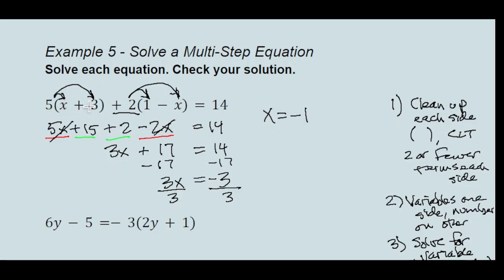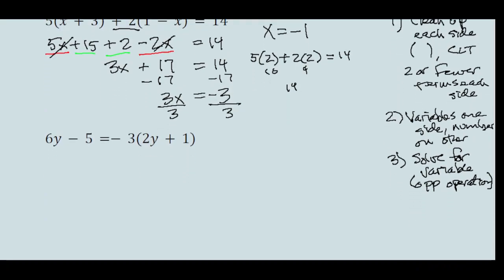If I plug it in, we're going to have 5 times, well, negative 1 plus 3 is 2, plus 2 times 1 minus a negative 1, that double negative is going to turn into a plus, right? So it's going to be 1 plus 1, which is 2. All right, 2 times 2. And this will give you 10 and 4, and that is 14. So it works out.